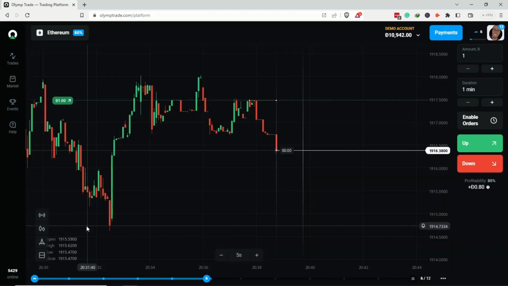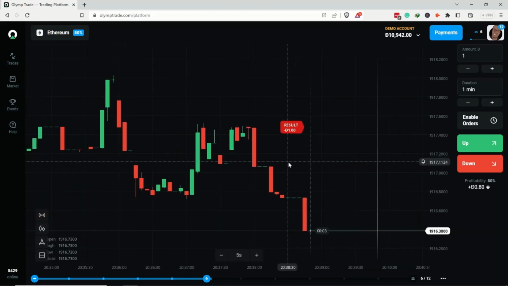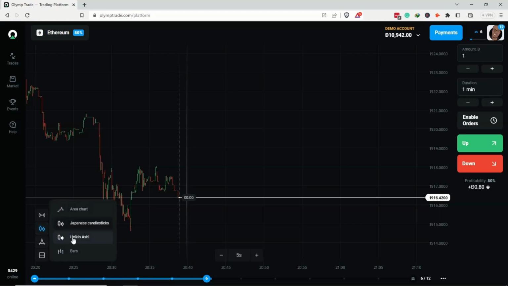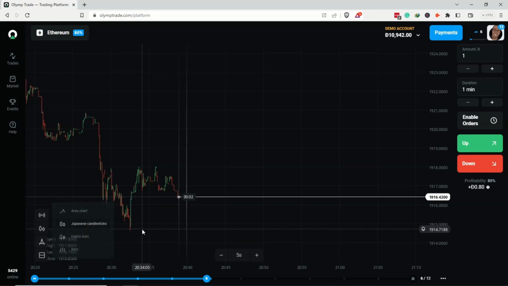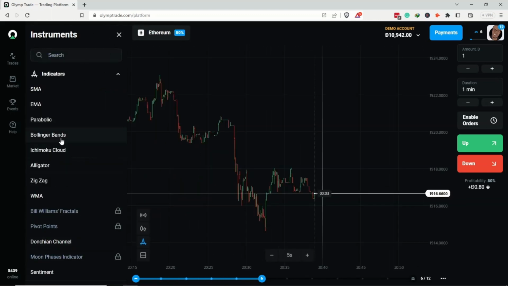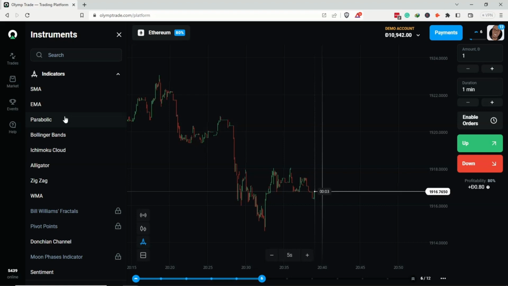That's what I like. If you would rather view that, you can use that here. Then we have Heiken Ashi and bars, so you can choose any. Then we have technical analysis. This is the section that you can use to analyze the chart, see what's going on.